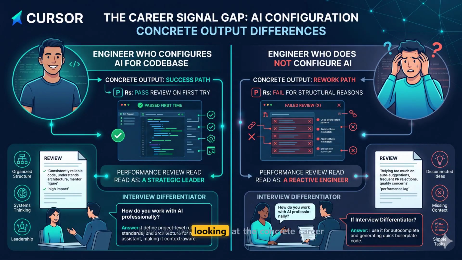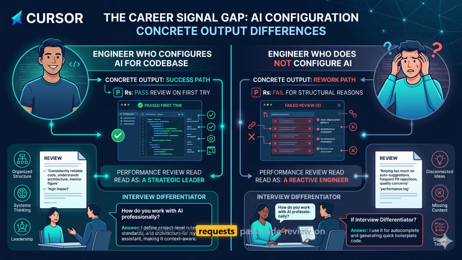Now we are looking at the concrete career output difference represented by the two columns side by side on this final graphic. Follow the gap in the center and move first to the left panel, which shows the engineer who configures AI for their code base. This person has superior judgment. Why? Look at the first box.